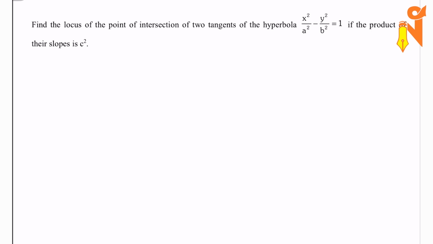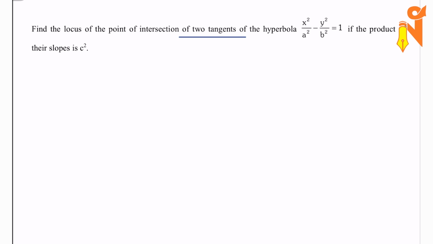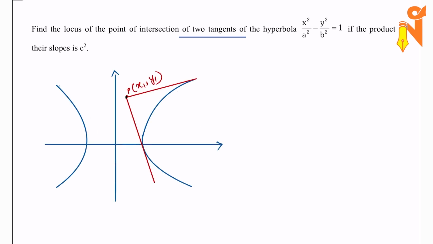The question says: find the locus of the point of intersection of two tangents of a hyperbola if their product of slopes is c². If you can remember, you have to use the tangent from an external point. The diagram looks this way. This point is the intersection of two tangents. I want to find the locus of this. Whatever the point you want to find the locus of, please take it as h comma k.